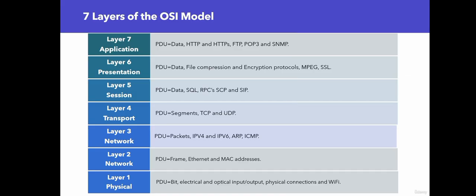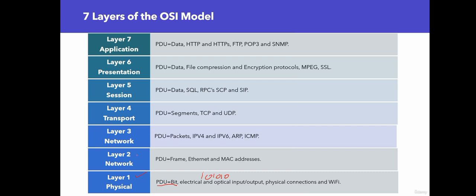Let's have a little look at the 7 layers of the OSI model. As you can see, we have layer 1, which is the physical layer. The protocol data unit is known as a bit, and this is where the electrical signals, all the ones and zeros, are placed on the wire and transmitted across the network.